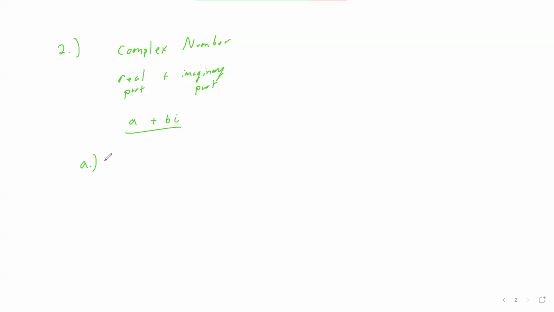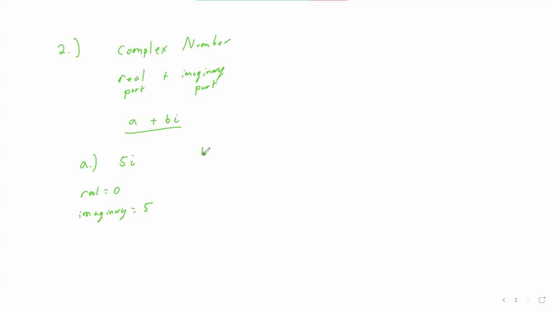So if you're given something like this, 5i, the real would be 0 since it's missing. There is no something plus the bi. And then your imaginary would be the, you don't have to write the i. Okay, so it would just be 5. So the imaginary part's just the b, so the 5 would be the imaginary part that it's looking for.